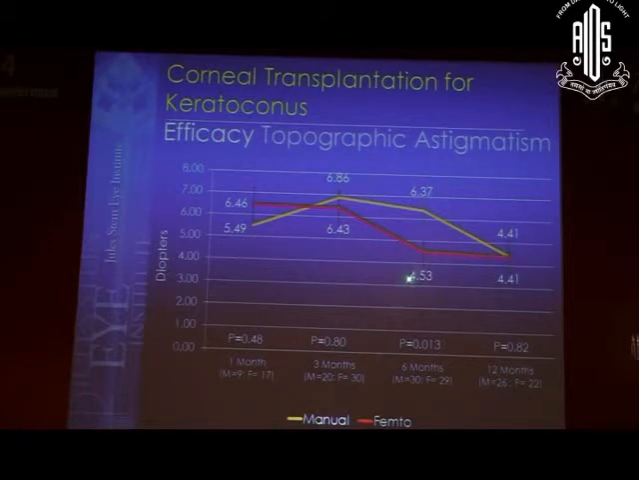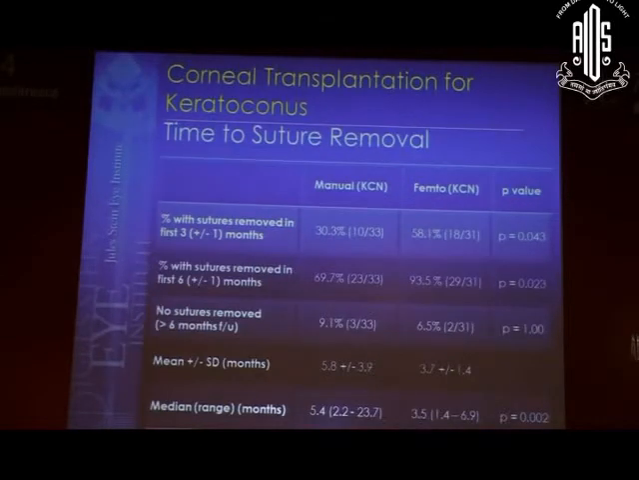Why do we see a difference at 6 months that goes away? It's because we start suture removal earlier in the patients having femtokeratoplasty, an average of 3.5 months after surgery, as compared to the manual keratoplasty group, where it's 5.4 months. But when you get out to a year, the astigmatism is determined not necessarily by the means of trephination, but by the suturing. And that's why we saw no difference between those two groups.